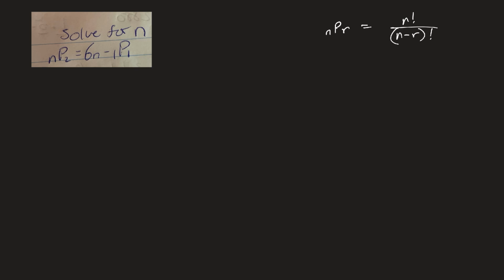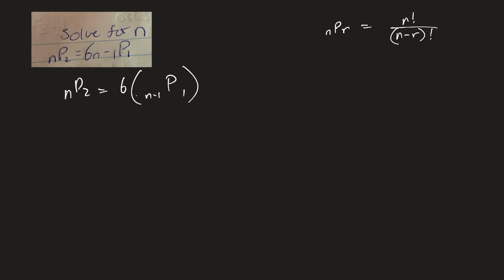All right, here's an interesting question. n pick 2 is equal to 6 times (n minus 1) pick 1. Like that. I think that's how it's supposed to be written.